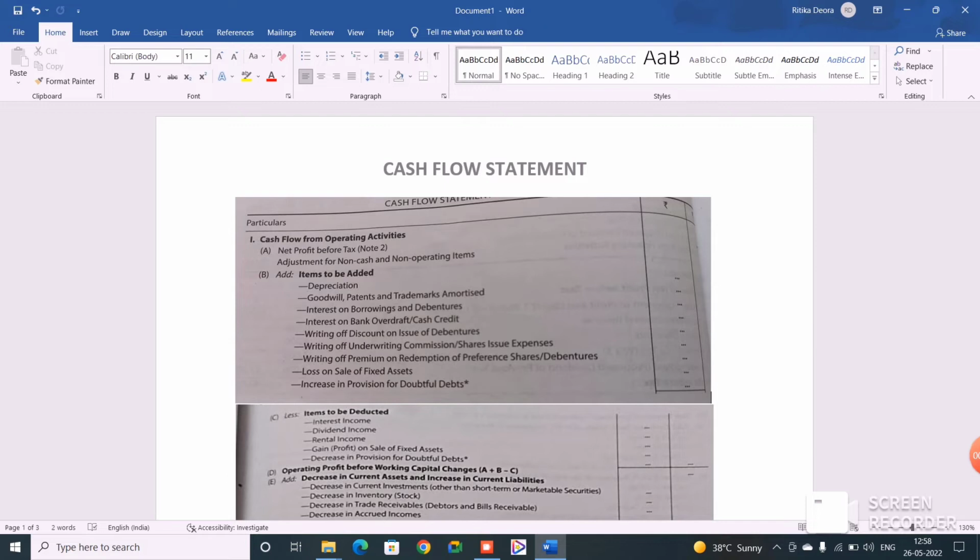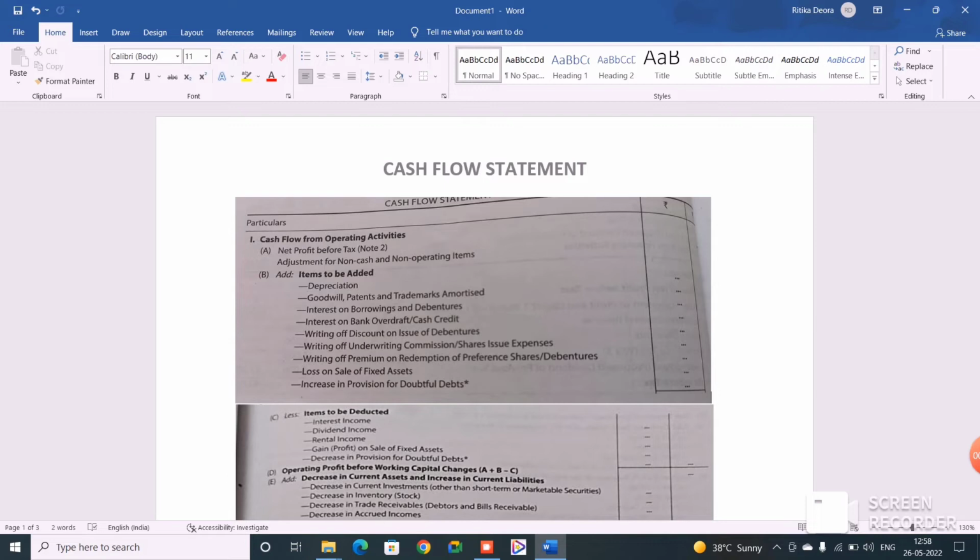So these two items, and then what else do we need to add? We also need to add general reserve, or any sort of reserve. Not exactly any sort of reserve, only general reserve or debenture redemption reserve. If the balances of these two reserves are given in the question, you will have to see how much the general reserve or debenture redemption reserve has increased from the previous year, and you need to add that difference amount, okay?